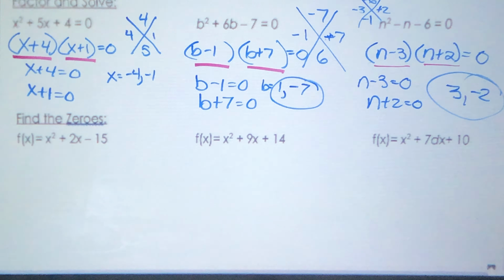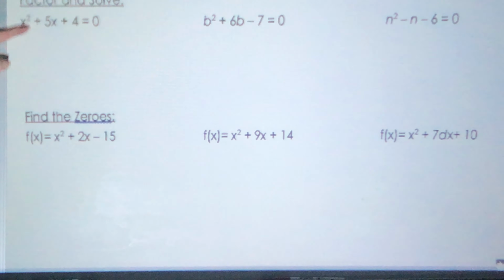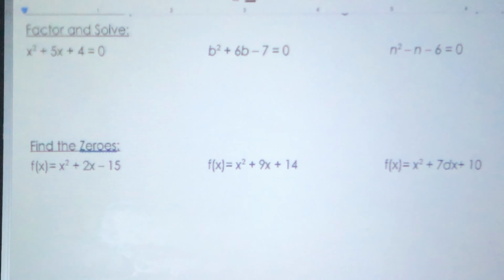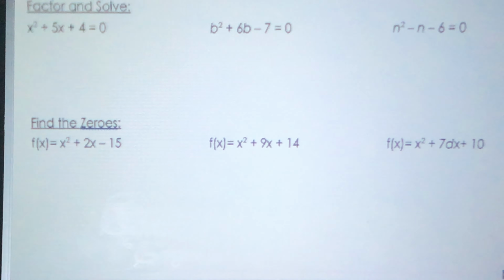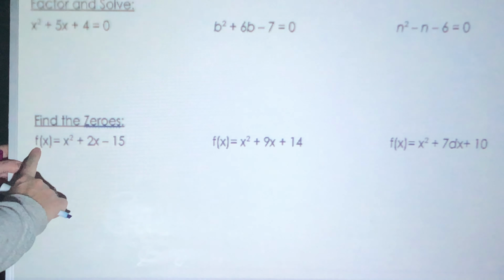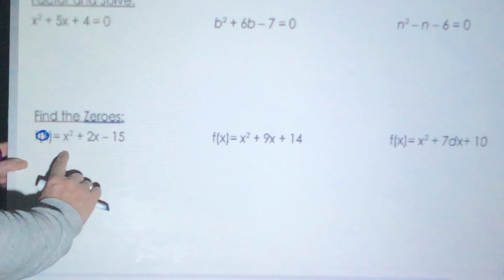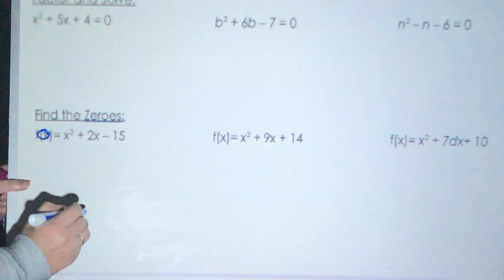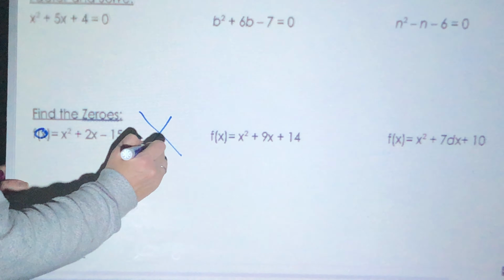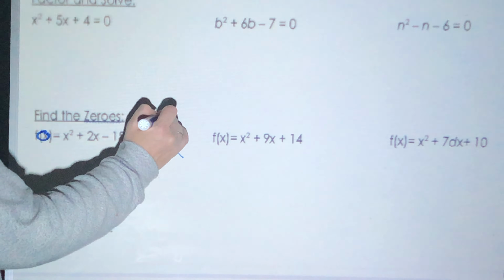And then the last set of examples where it says find the zeros. Zeros are the same things as solutions and roots, so it's actually the same set of directions. You just might sometimes see factor and solve, and you might see find the zeros, so you have to be prepared for both. So I'm going to do the same exact thing. I'm going to make f of x equals 0 so that when I factor this, I can use the zero product property. I'm going to look for two numbers that first multiply to give me negative 15 and add to give me 2.